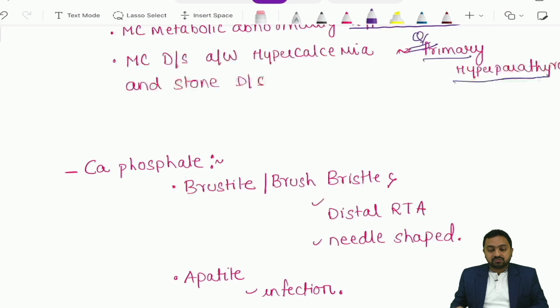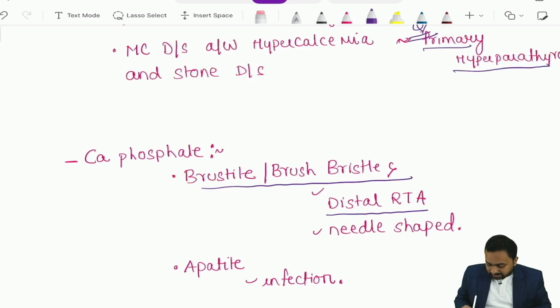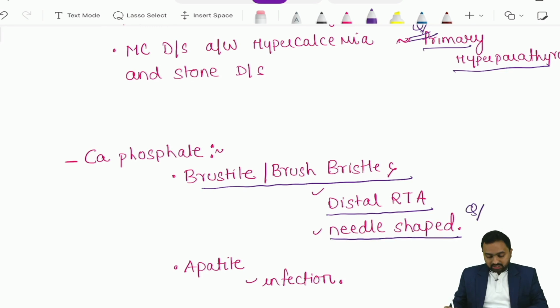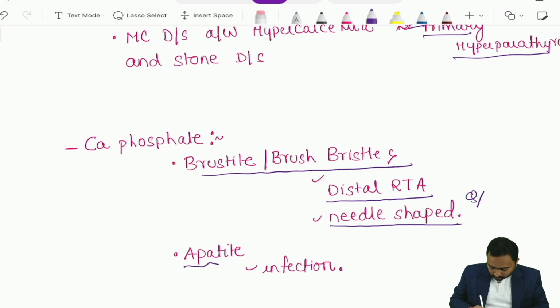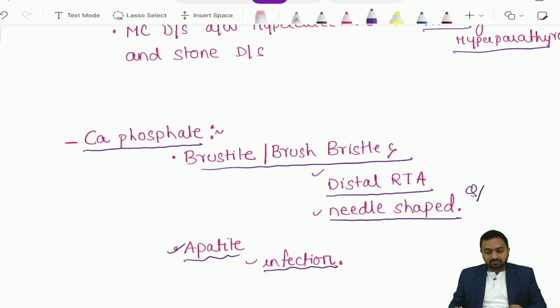Then we have your calcium phosphate stones, which are brushite, usually occurring in distal renal tubular acidosis, and they are needle shaped. Now, apatite stones are usually present in cases of infection. So, in calcium phosphate stone, the brushite subtype is seen in distal renal tubular acidosis, whereas the apatite form is seen in cases of infection.